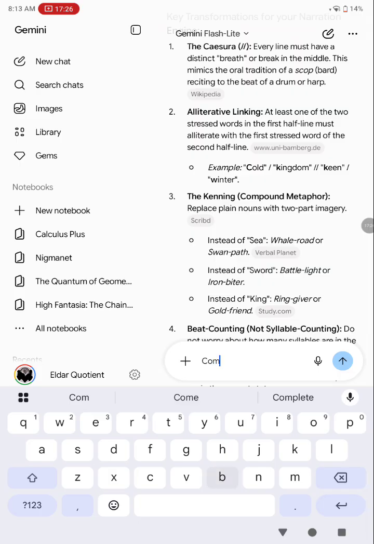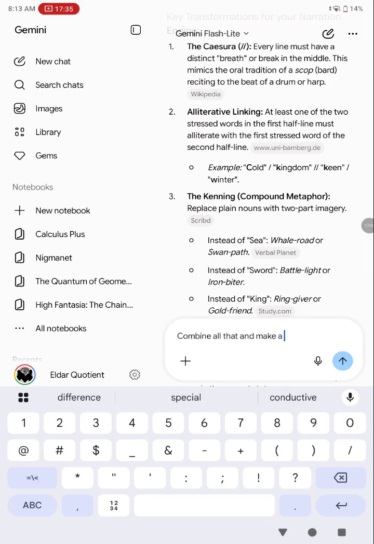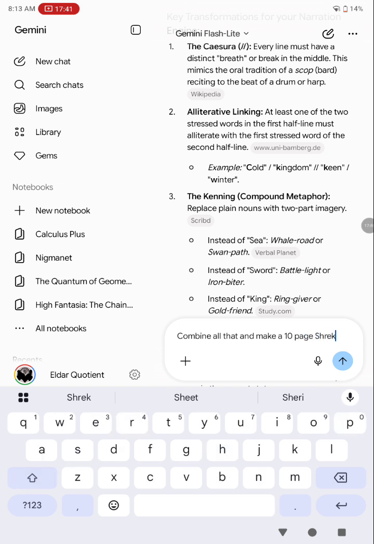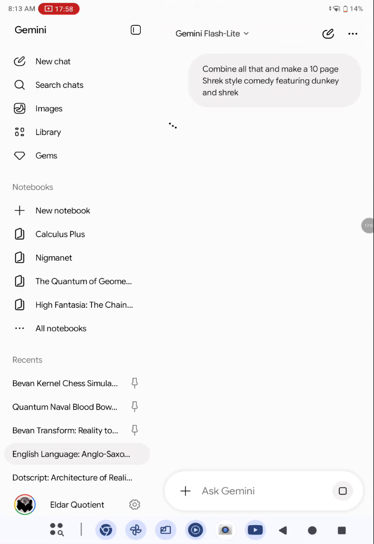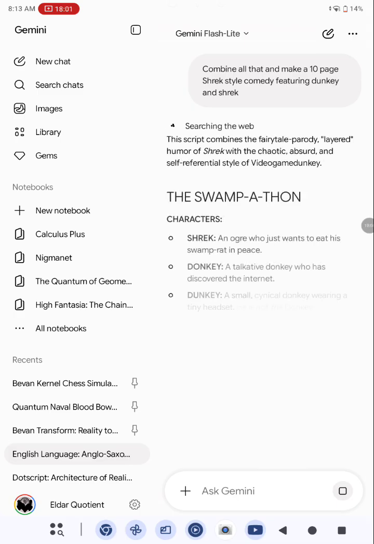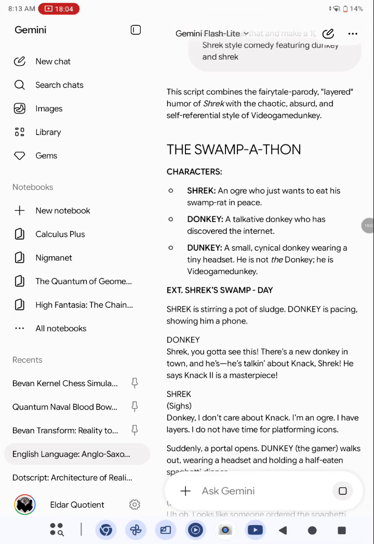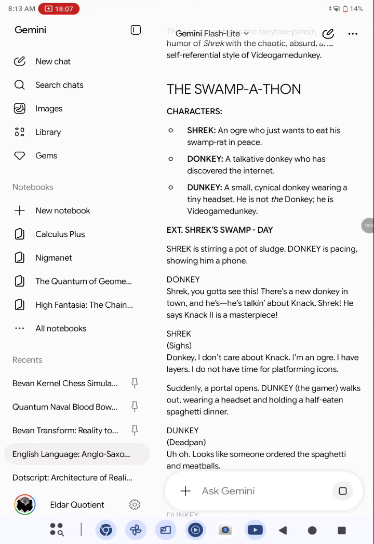Now, like, combine all that and make a 10-page Shrek style comedy featuring Donkey and Shrek. It's like a 10-page, it's what I call a ditty. A ditty is something you could take and use to write off of.